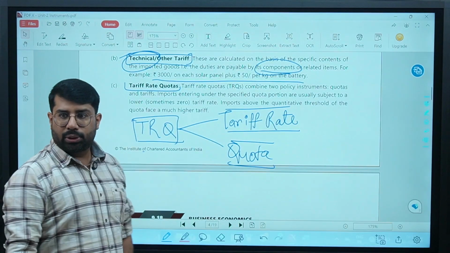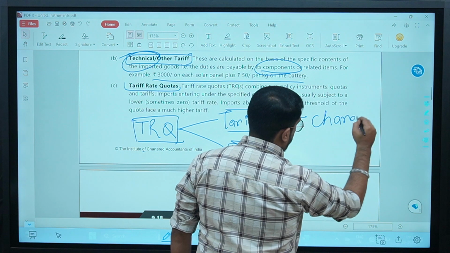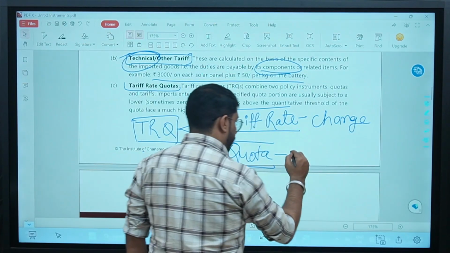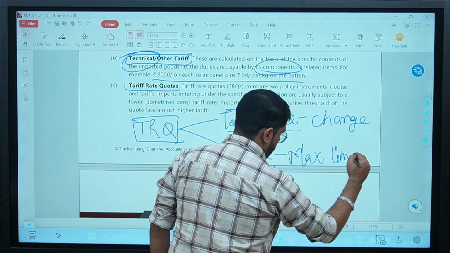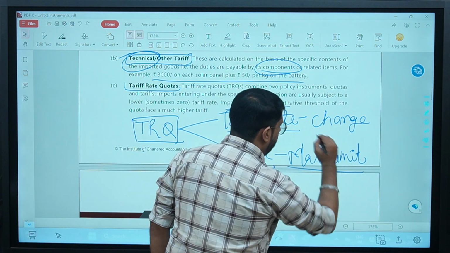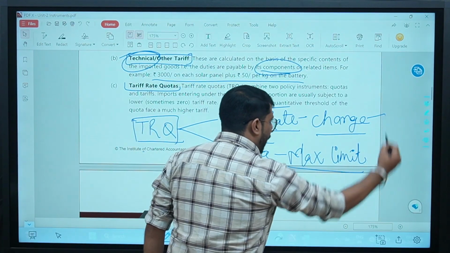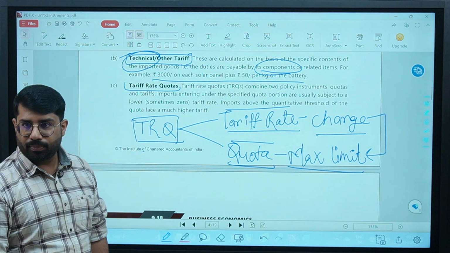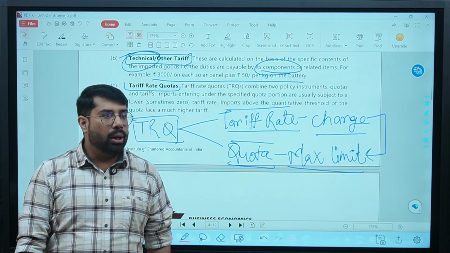Okay. Sir, what is tariff rate? Tariff rate means the charge, and quota means what? Quota means, sir, maximum limit. Look at the screen: charge on the basis of the maximum limit is what we call TRQ.